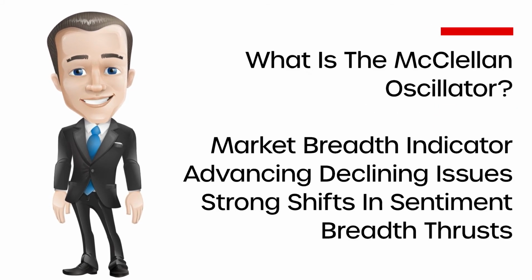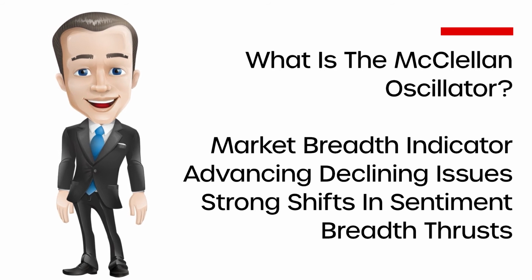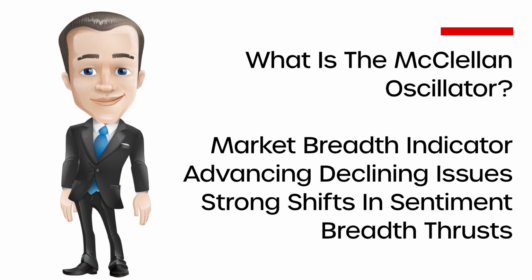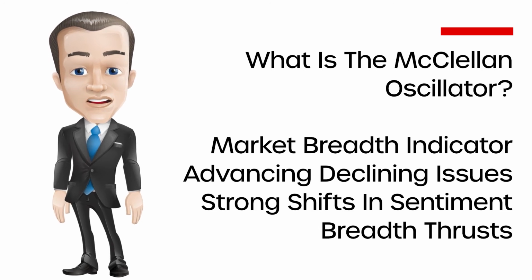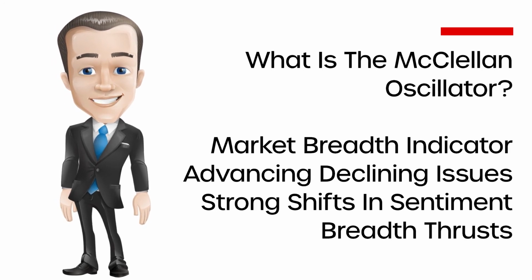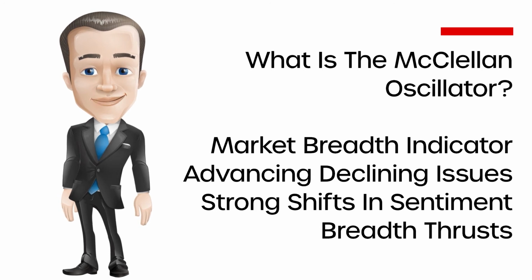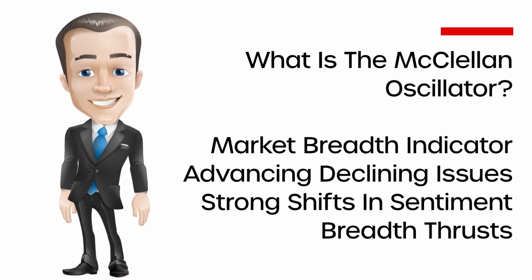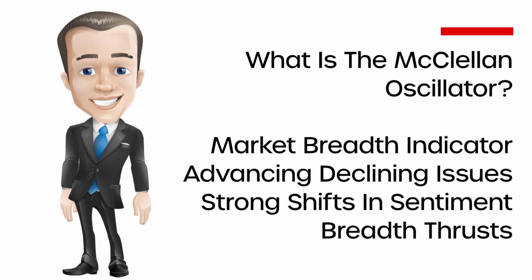What is the McClellan Oscillator? The McClellan Oscillator is a market breadth indicator based on the difference between the number of advancing and declining issues on the stock exchange, such as the New York Stock Exchange or the NASDAQ. The indicator is used to show shifts in sentiment in indexes, called the breadth thrust. It also helps in analyzing the strength of an index trend via divergences or confirmation.